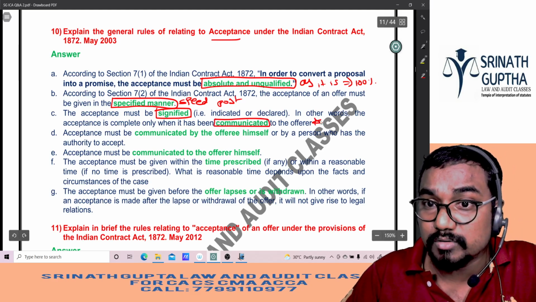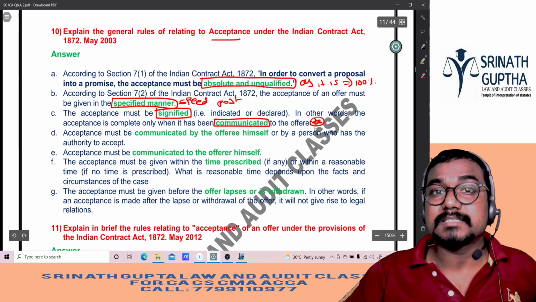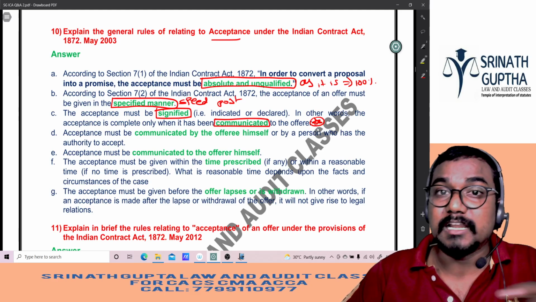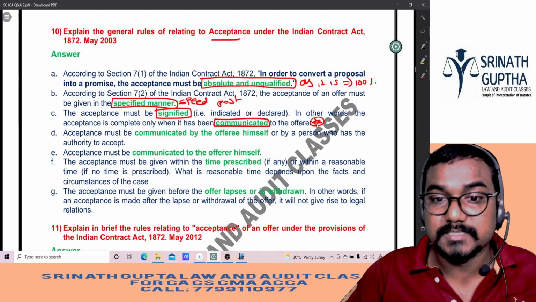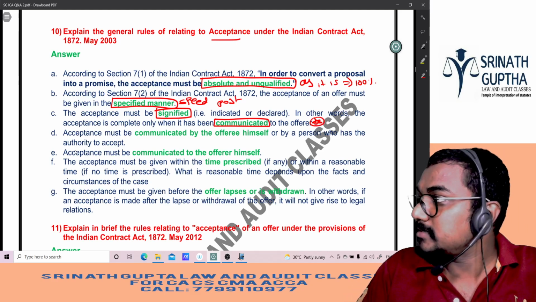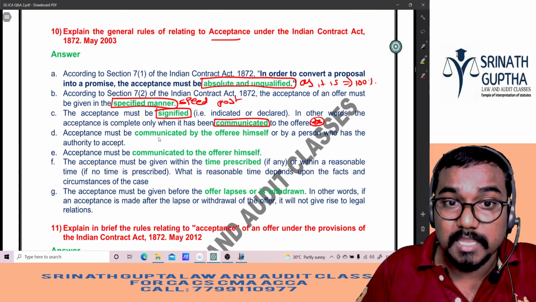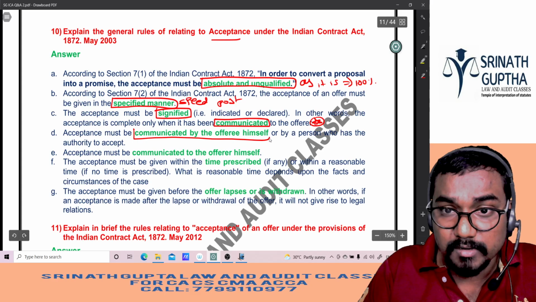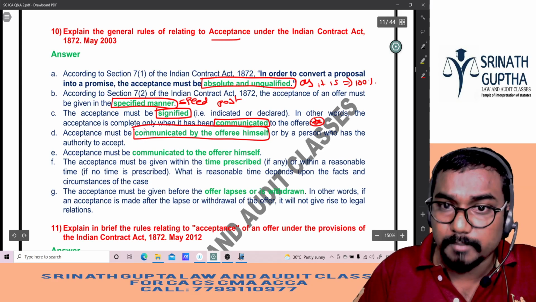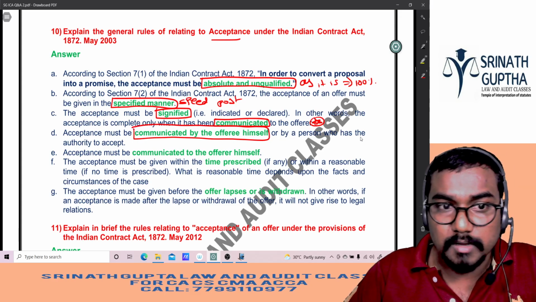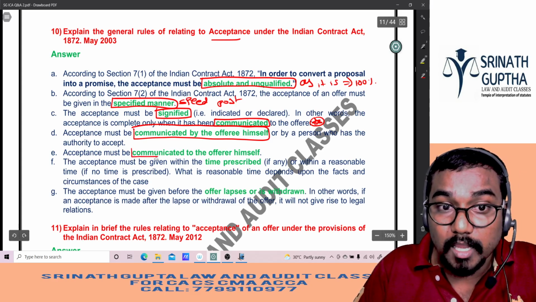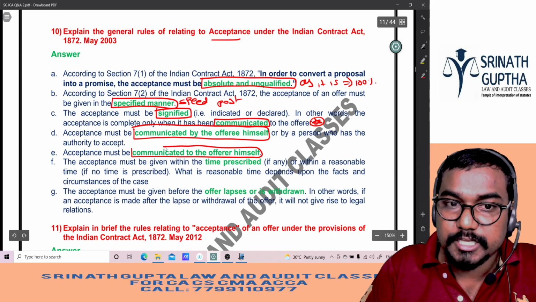We have a case law also on this: the coal mine example, the coal mine case law, getting an offer from the Indian Railways. That case law was also asked in the exam once. Acceptance must be communicated by the offeree himself. Who has to communicate the acceptance, beta? Only the offeree, but not a third party, or a person who has the authority to accept. Acceptance must be communicated to the offeror, but not to a stranger.